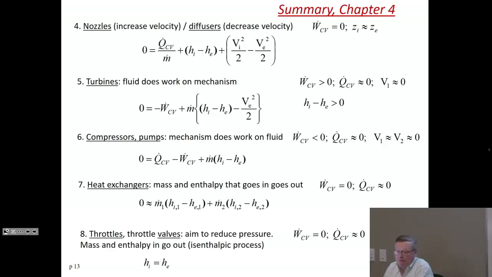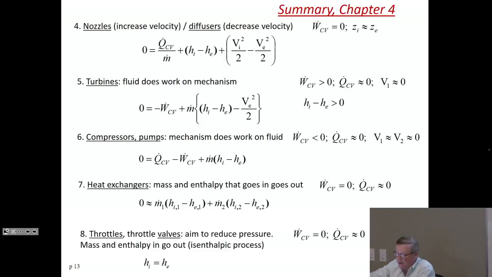And then we went through a number of mechanizations for nozzles, which increase velocity, or diffusers, which decrease velocity. What you're really doing, if you neglect the heat losses, so if you set that to zero, is you're exchanging changes in enthalpy for changes in kinetic energy. Nozzles, you increase the kinetic energy. Diffusers, you decrease the kinetic energy. That's a question of the shape of the device.